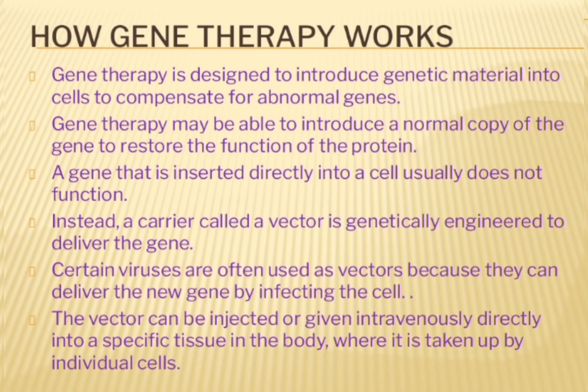How does gene therapy work? Gene therapy is designed to introduce genetic material into cells to compensate for abnormal genes. It may be able to introduce a normal copy of a gene to restore the function of a protein. A gene that is inserted directly into a cell usually does not function, so it needs a vector. A vector is a genetically engineered carrier which helps in delivering the gene. It is a vehicle. Vector is a vehicle.